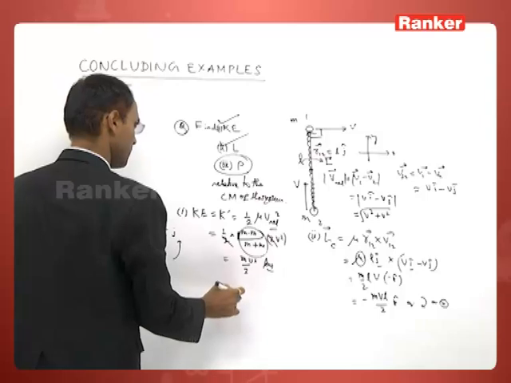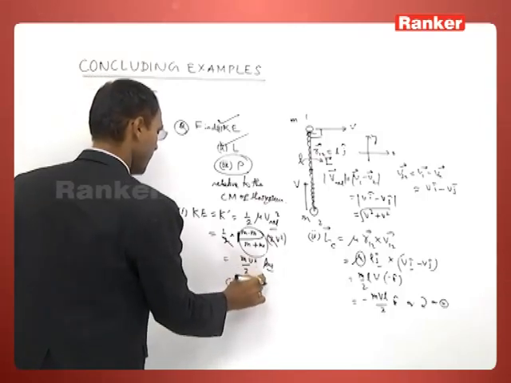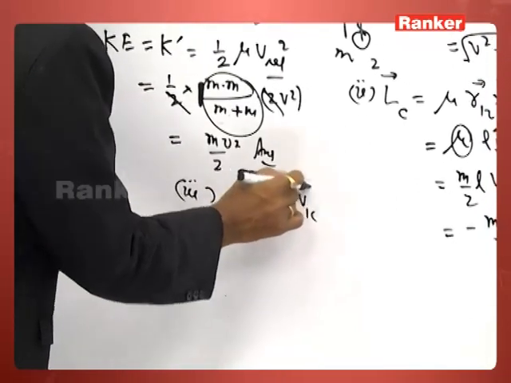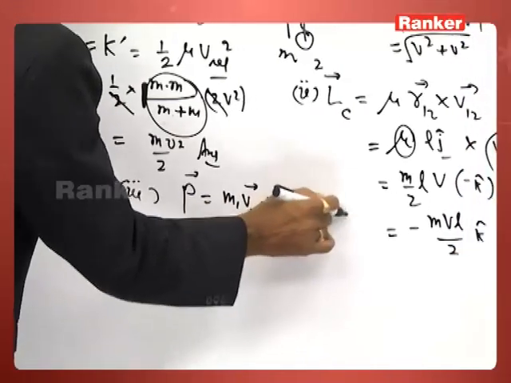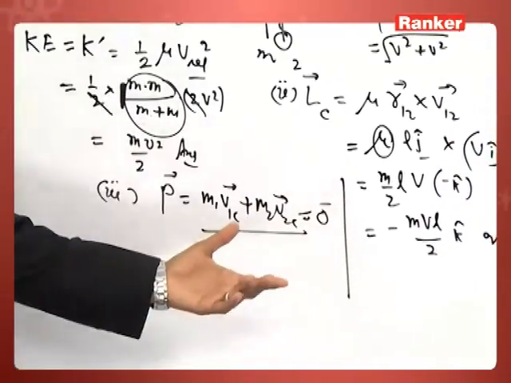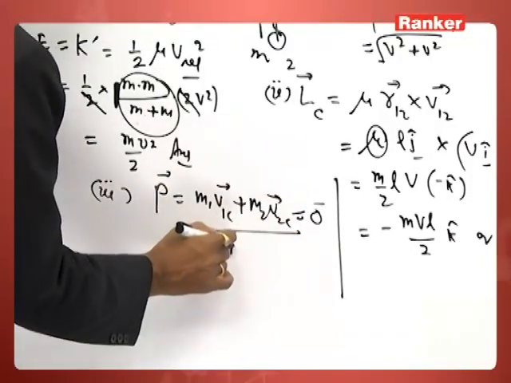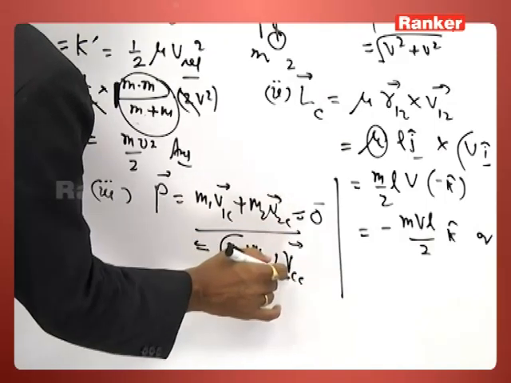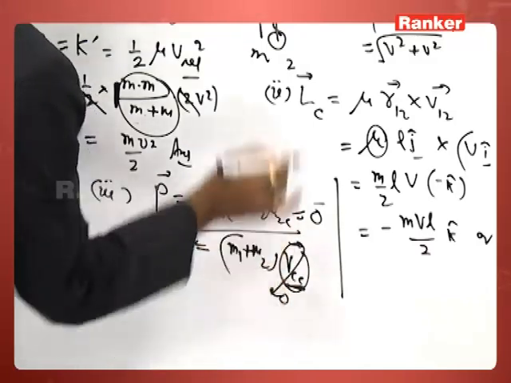Next, the linear momentum. The linear momentum with respect to center of mass is equal to m1 v1c plus m2 v2c, and that is equal to 0. Already you know this as the property of center of mass, because m1 v1c plus m2 v2c is equal to m1 plus m2 into vcc, velocity of the center of mass with respect to itself, that is equal to 0.